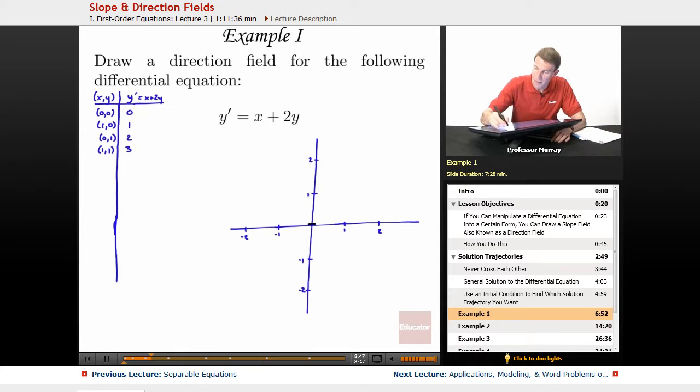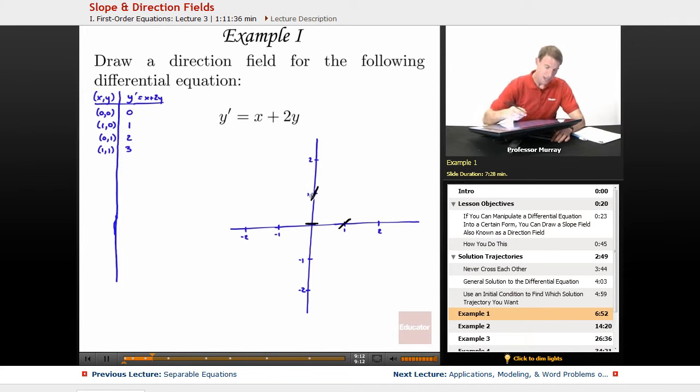So let me plot those. So 1, 0 that's on the x-axis. I'm going to draw a little line with slope 1. And draw my line here a little bigger. Little line with slope 1. 0, 1's up here. Slope 2 is a little steeper. So I make that a bit steeper. That probably still isn't steep enough. Let me try and make that a little steeper there.